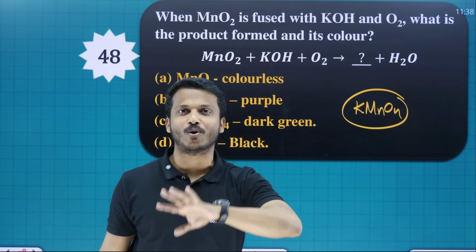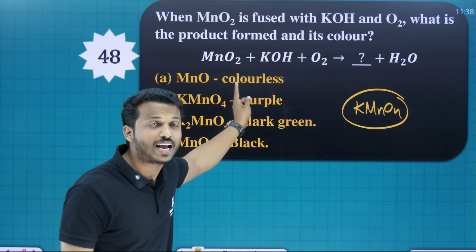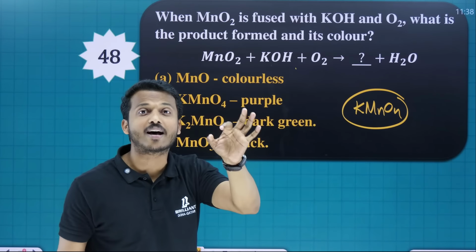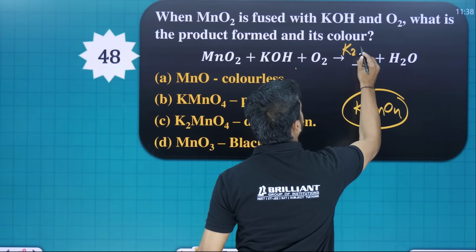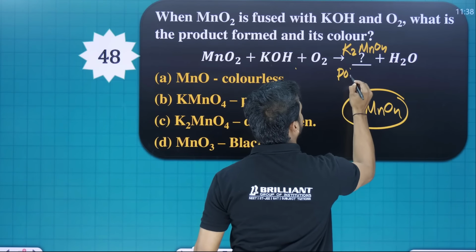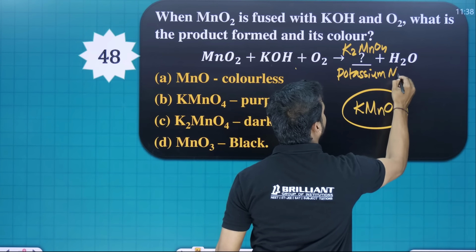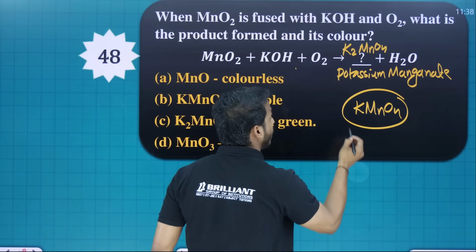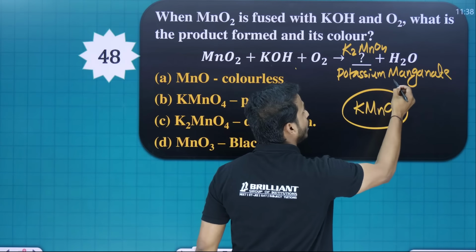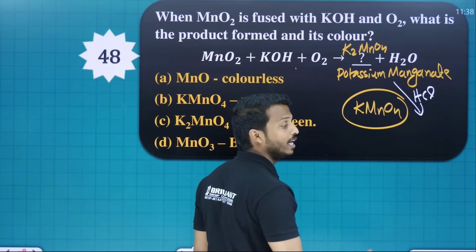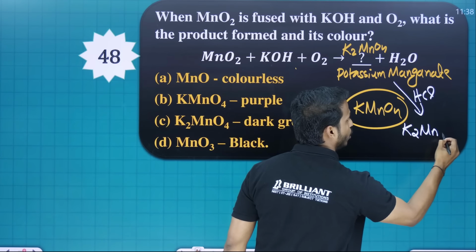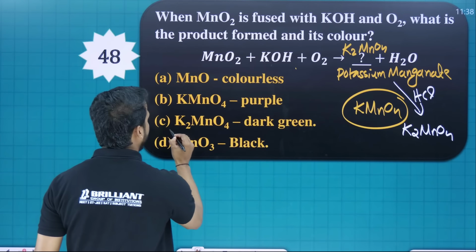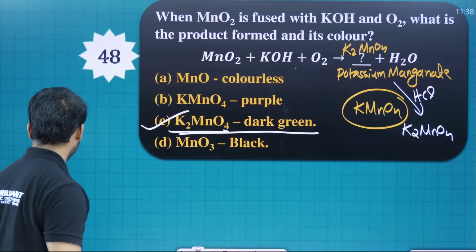MnO2 is called pyrolusite ore. When pyrolusite ore reacts with potassium hydroxide along with oxygen supply, it becomes dark green colored K2MnO4, called what? Potassium manganate. Okay. You know what the second step is? How do you convert potassium manganate into potassium permanganate? This potassium manganate is treated with acid, and it becomes potassium permanganate, KMnO4. Only 2 steps are there. Please study. So what is the dark green color? K2MnO4, that is the product in the first step.